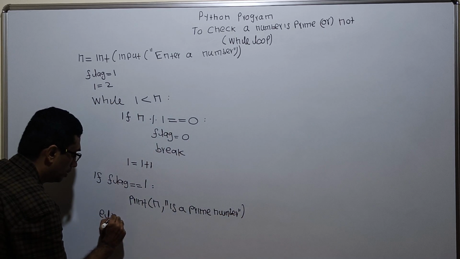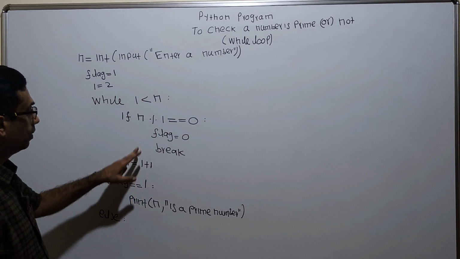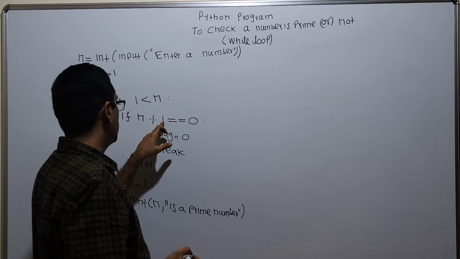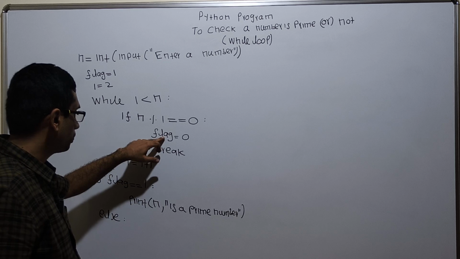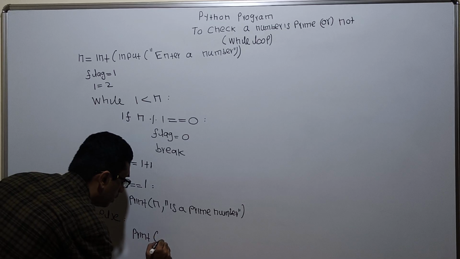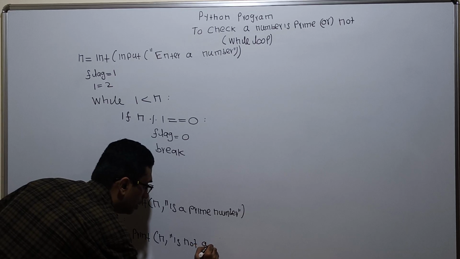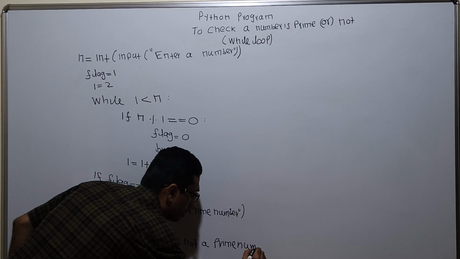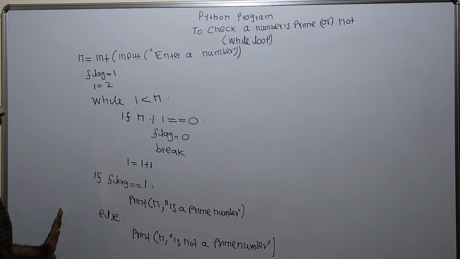Else colon, that means the flag is not 1. When the flag is not 1, it means that for some i value from 2 to n minus 1 the remainder is 0, and only then the flag becomes 0. So the if condition becomes false. I am printing n followed by the string "is not a prime number". I am closing the double quotation and the print statement. So this is the program.